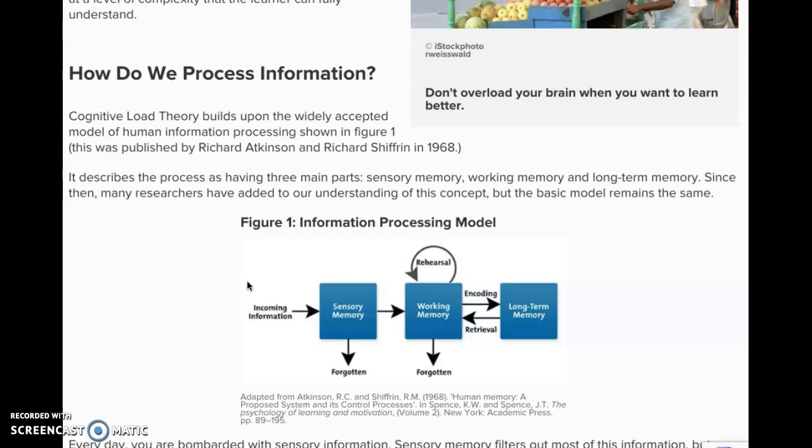Since the time of this model, many researchers have added to our understanding of this concept, but the basic model still remains the same. So that means that we have incoming information, which turns into sensory memory, which then turns into working memory, and then turns into long-term memory. There are all of these other things in between, like rehearsal, encoding, retrieval, and then stuff that's flat out forgotten.